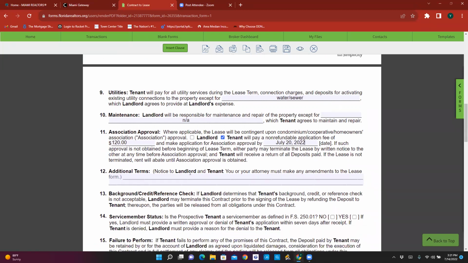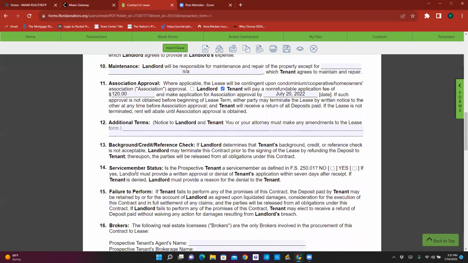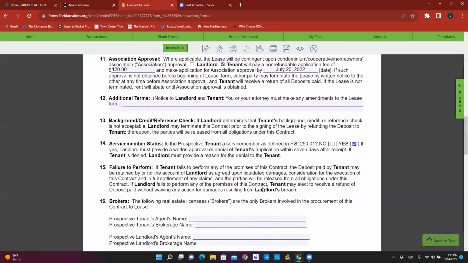Section 12 is additional terms. So if there's any amendments that you would like to make to the lease, this is where you would enter those amendments. Section 14 is regarding service member status. If the potential tenant is a service member, you check yes. If they're not, then check no. If they are a service member, then the landlord must provide a written approval or denial of tenant's application within 7 days after receipt. If the tenant is denied, the landlord must provide a reason for the denial to the tenant.